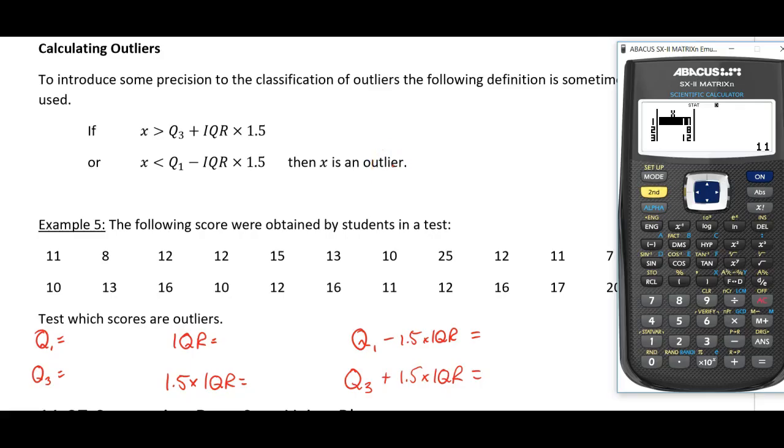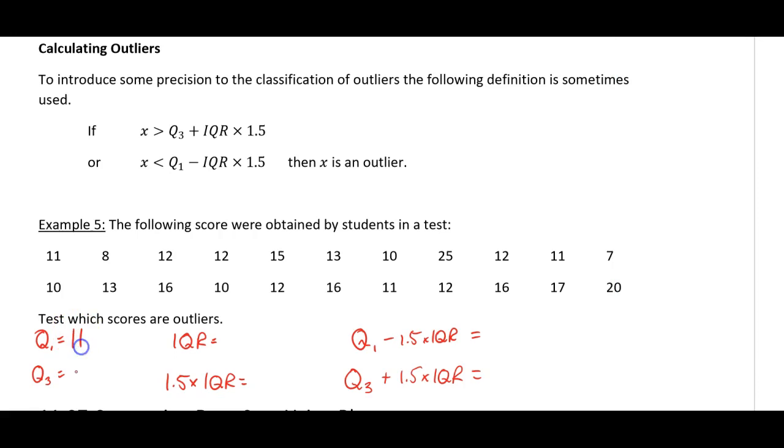So here we go. Second function 1 to get to our stats. 2 for our data. Oh, no. All clear. Second function 1 to get to our stats. 5 for minimum and maximum. Now you see Q1 there is option 3, is 11, and option 5 here is 16. So 11 and 16. Those are my first and third quartiles. So the interquartile range is the difference of those numbers, which is 5. 1.5 times the interquartile range is 7.5.